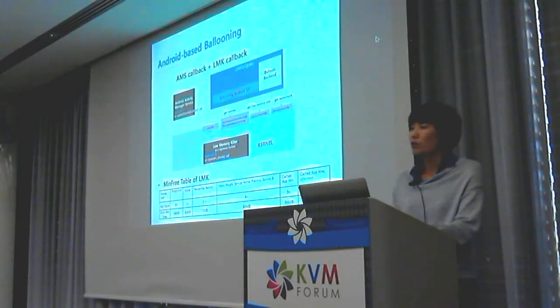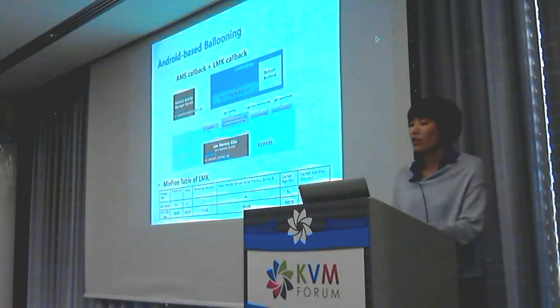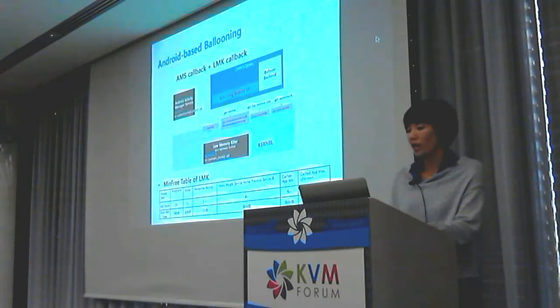There are two modules which kill Android processes when Android is low on memory. One is low memory killer in kernel, and another is activity manager service at user level. Low memory killer maintains a min free table, and based on this min free table, it kills process. There is an example of min free table at the bottom of this slide.